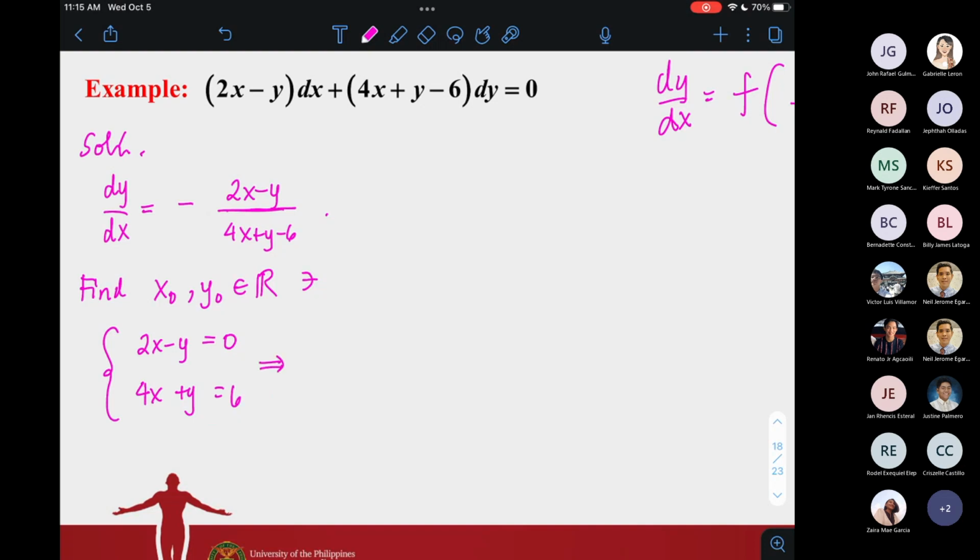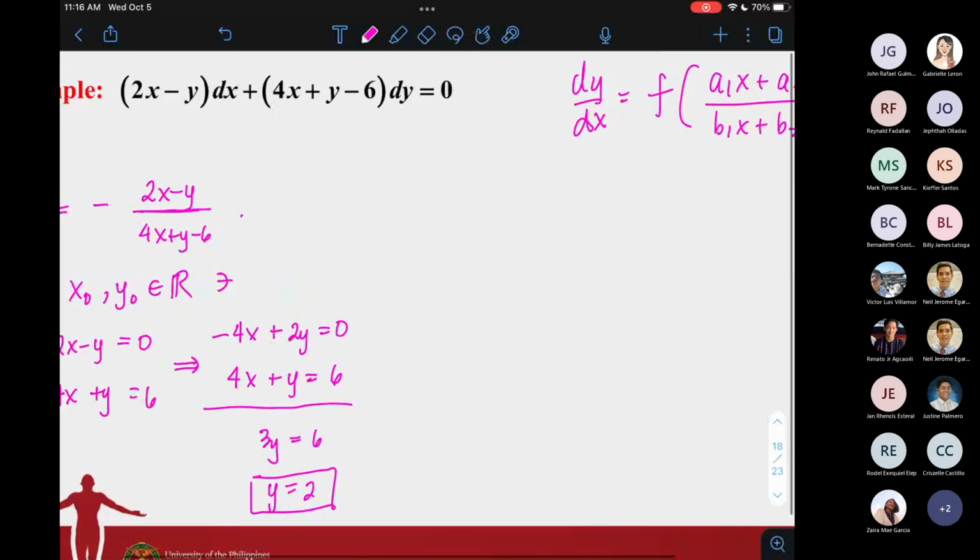So that means I can multiply the first equation by negative 2 para ma-eliminate ko yung variable x. So I'll have minus 4x plus 2y equals 0. So may multiply ko by negative 2 yung first equation. Then retain yung second equation. And then I'll add the two equations. I'll have 3y equals 6. So that means y equals 2.